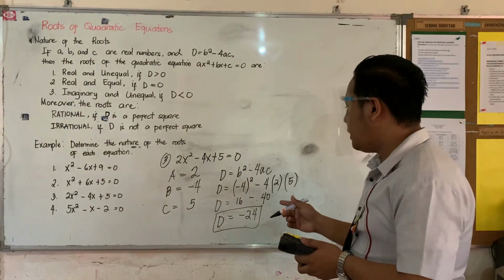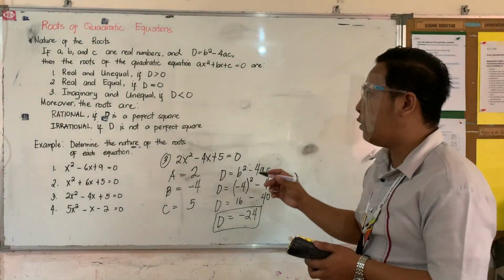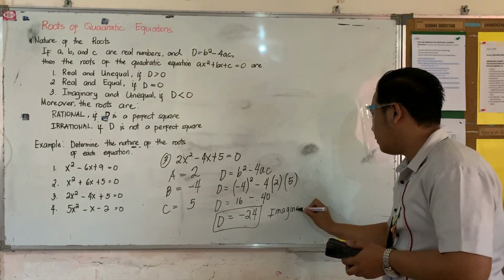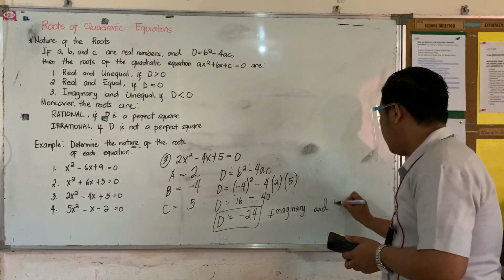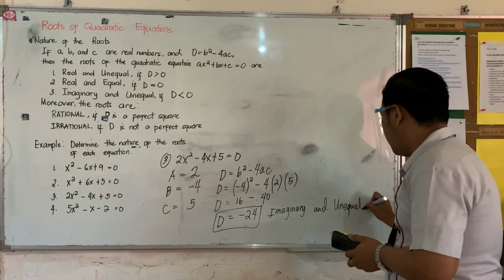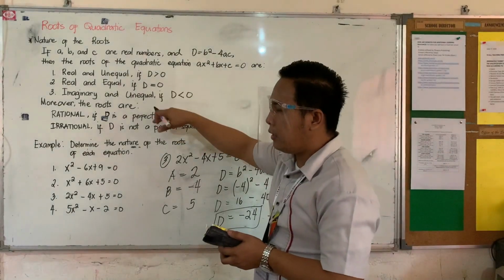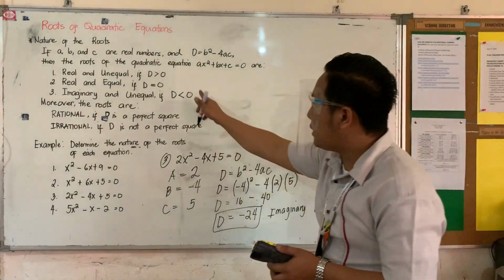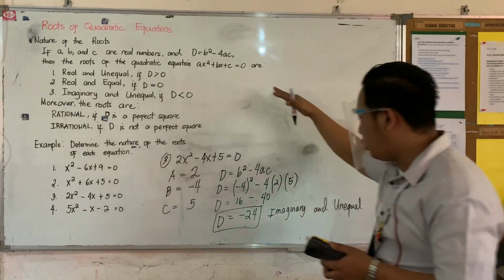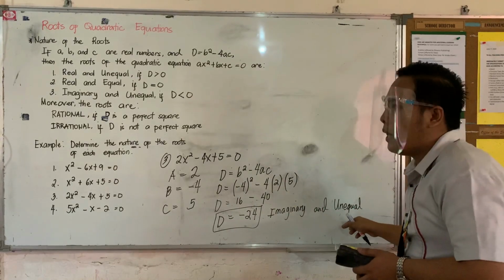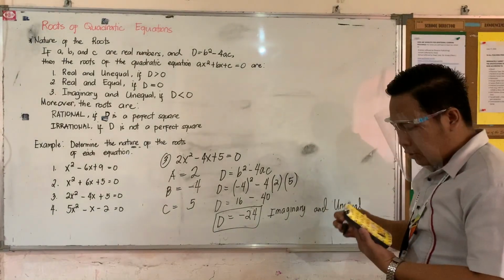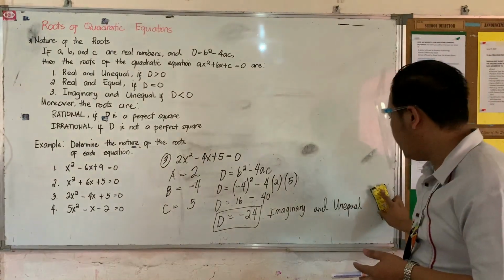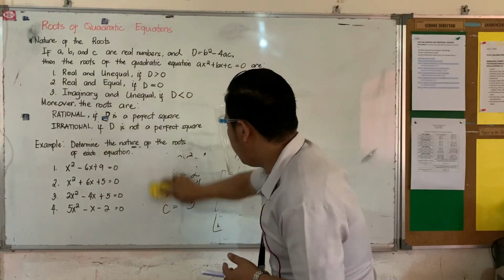So if the discriminant is negative or less than 0, therefore, the roots would be imaginary and unequal. Okay, kukunin lang natin yung roots dito sa ating descriptions dyan. Since the discriminant is negative 24 and negative 24 is less than 0, so number 3 po tayo, and the roots would be imaginary and unequal. Okay? So this is the solution for example number 3. Okay, so for the last example, we have number 4.